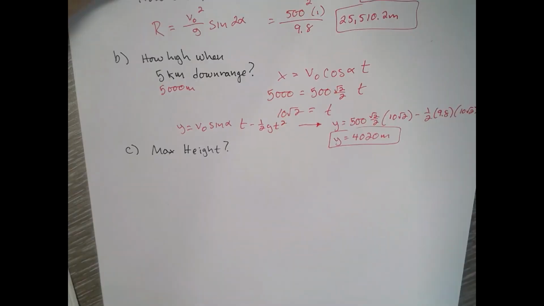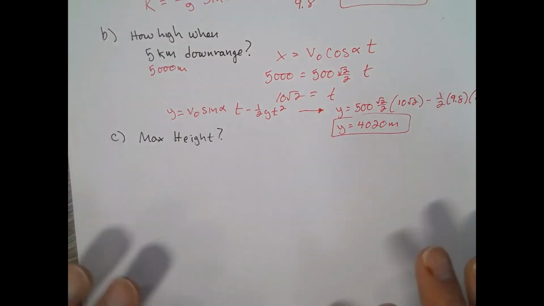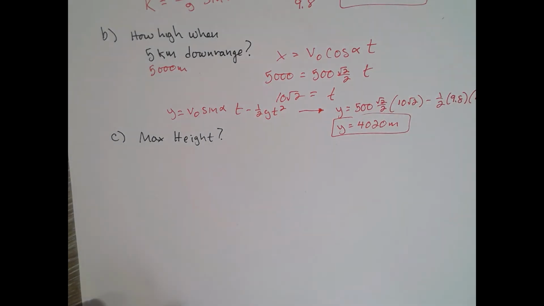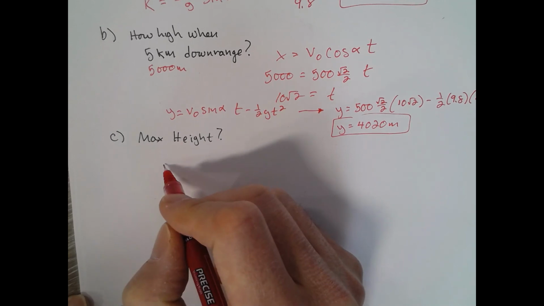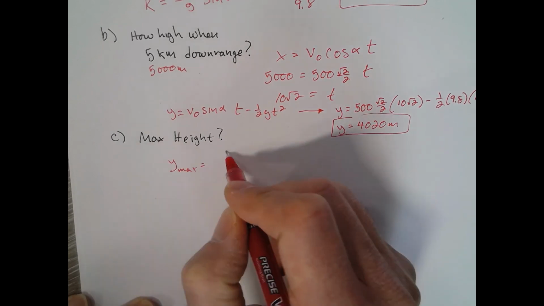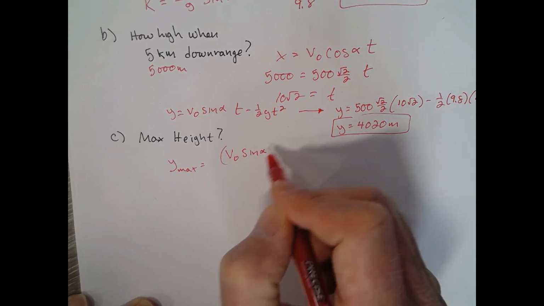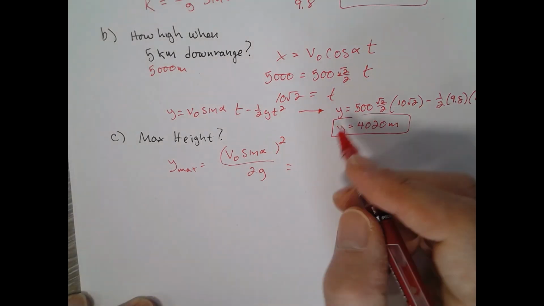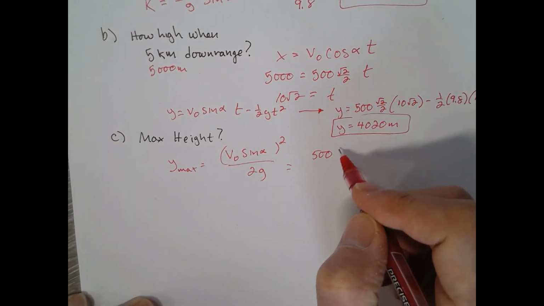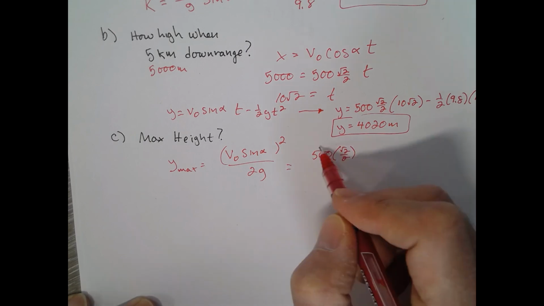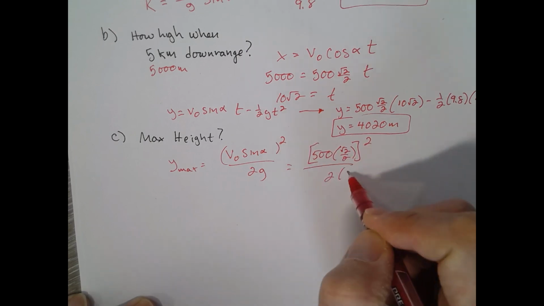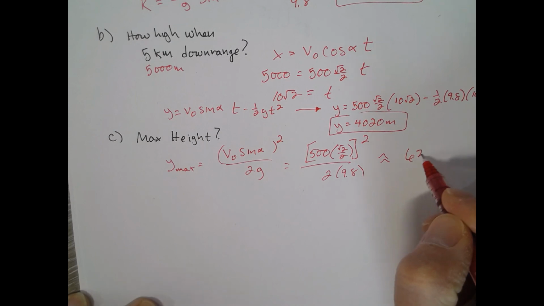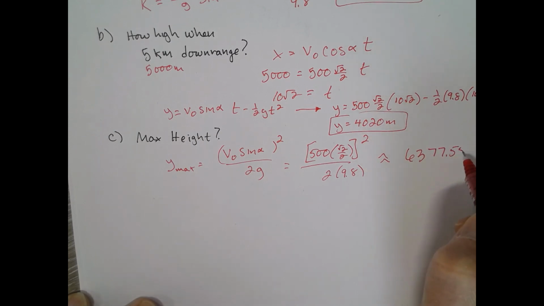And then the last thing, maximum height. Again, we could do this different ways, but there is a maximum height equation. So the y max would be v sub 0 sine alpha, squared, over 2 times gravity. So just using that formula, we could do 500 times square root of 2 over 2, that amount squared, over 2 times 9.8, which is about 6,377.55 meters high.